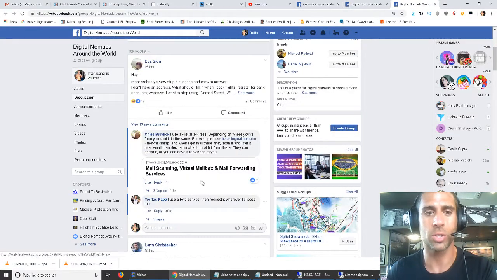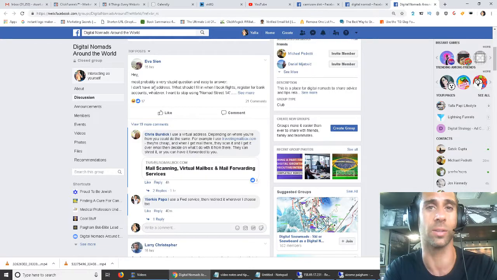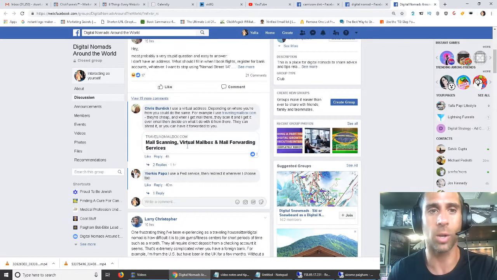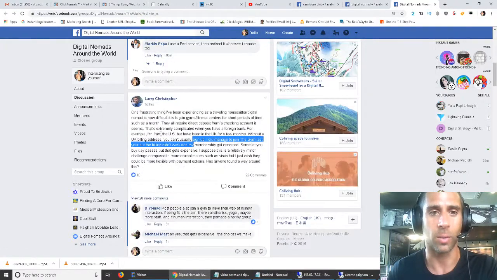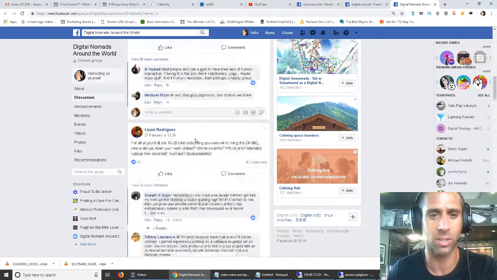Now, what you can do is go into these groups. I actually like these types of groups because these are all basically entrepreneurs, right? A freelancer is essentially an entrepreneur. They don't get a salary. They have to get their own clients on their own, which means they have to be a salesperson and a business person at the same time. So all these people generally have businesses, right? Let's look at this guy. One frustrating thing I've been experiencing as a digital nomad, difficult to join gyms, fitness centers. Okay, we don't care.